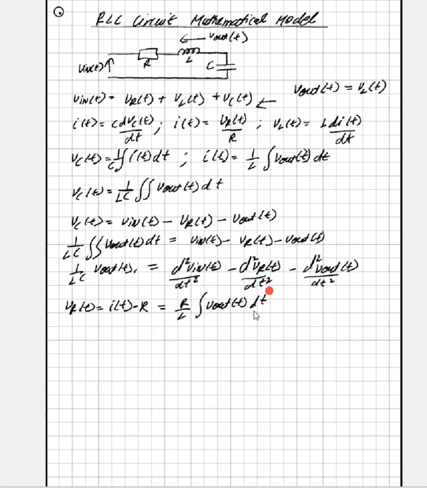But we want the second derivative of the voltage across the resistor. So we can double differentiate both sides to get this equation. So that gives us the first derivative of the voltage output. We can replace this into this equation.